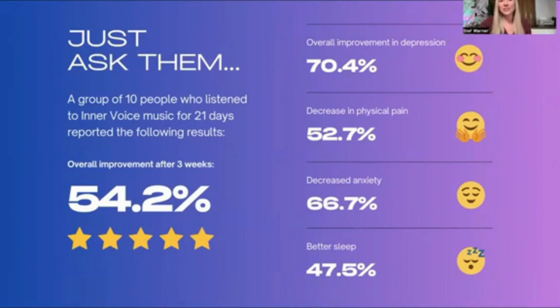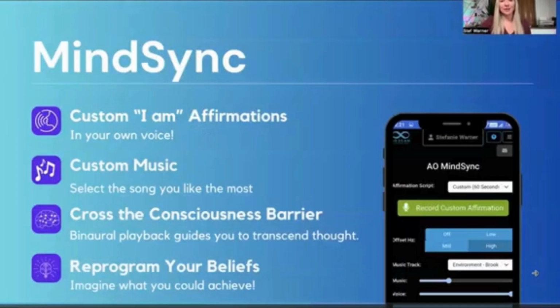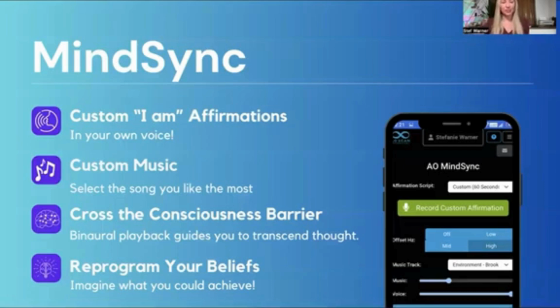Improvement in depression symptoms, 70%. Decrease in physical pain. Okay, this was just listening to music. Their physical pain decreased 52%, decrease in anxiety, and better sleep overall. It truly is amazing.